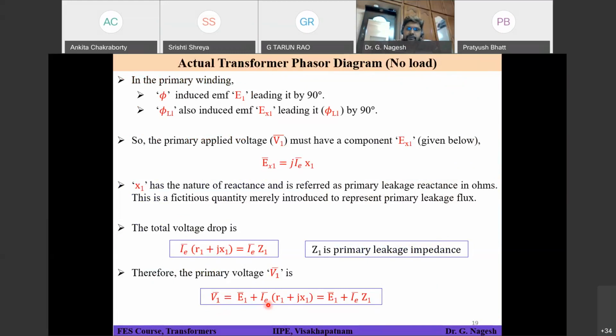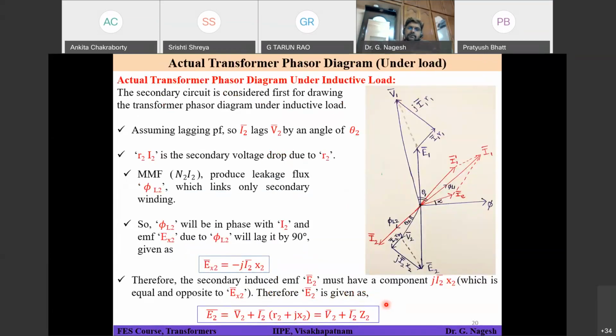R1 and X1 represent the resistance and leakage reactance in the primary winding, and Z1 is R1 plus jX1, which is nothing but the leakage impedance of the primary winding. This is what we have seen in the previous class. So now we will see what the scenario will be if a load is connected. We have seen the actual transformer under no load, so once the load is connected, what should happen?